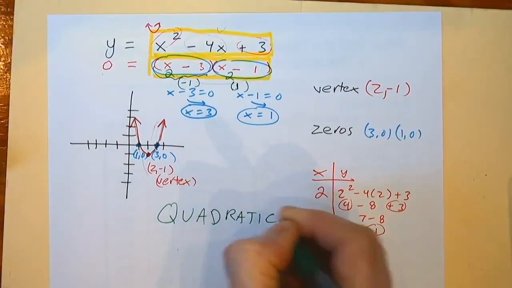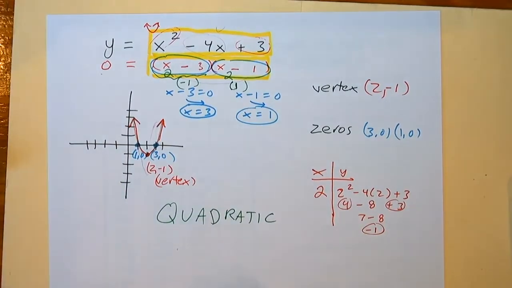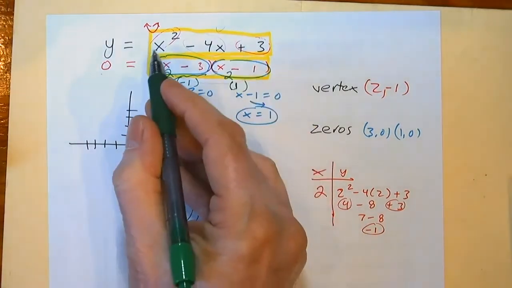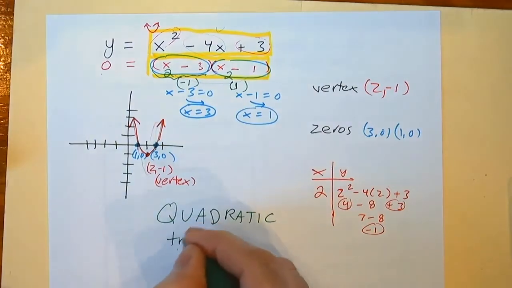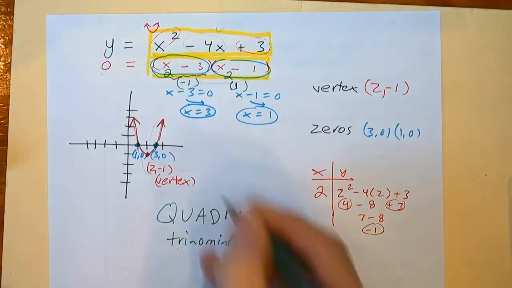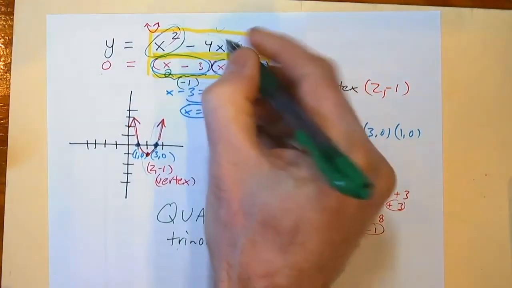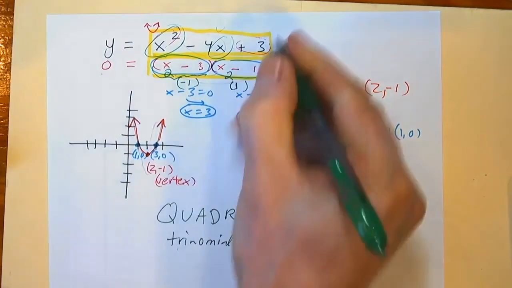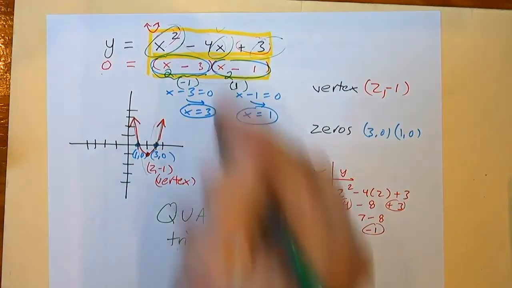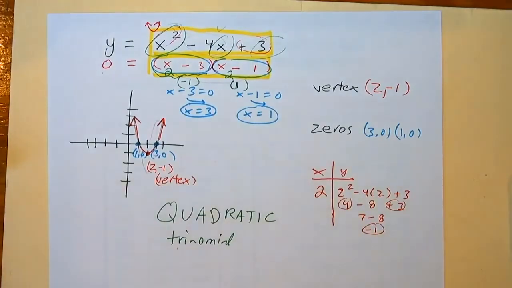And you go, what's a quadratic? A quadratic is just a trinomial, 1, 2, 3 parts. It's a trinomial that has a square, then just a regular x, and then just a regular number. This is A, B, and C. Here's something else about find the vertex.